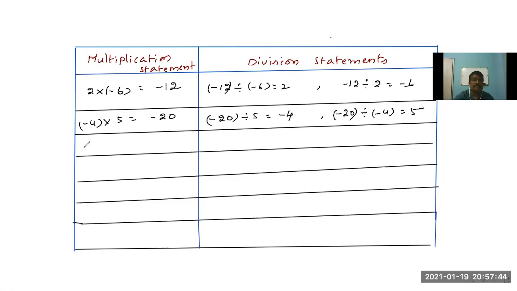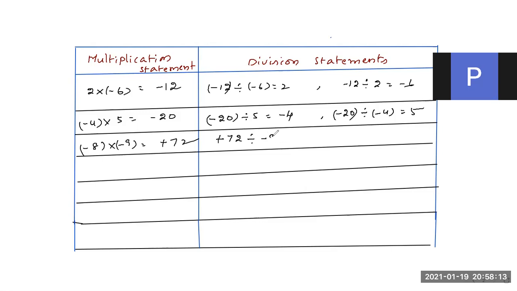Next, I'm going to take two negative integers. Minus 8 into minus 9 is equal to, since there are two negative numbers, plus 72. Next, plus 72 divided by minus 8 is equal to minus 9, plus 72 divided by minus 9 is equal to minus 8. So these are the multiplication statements and their division statements.